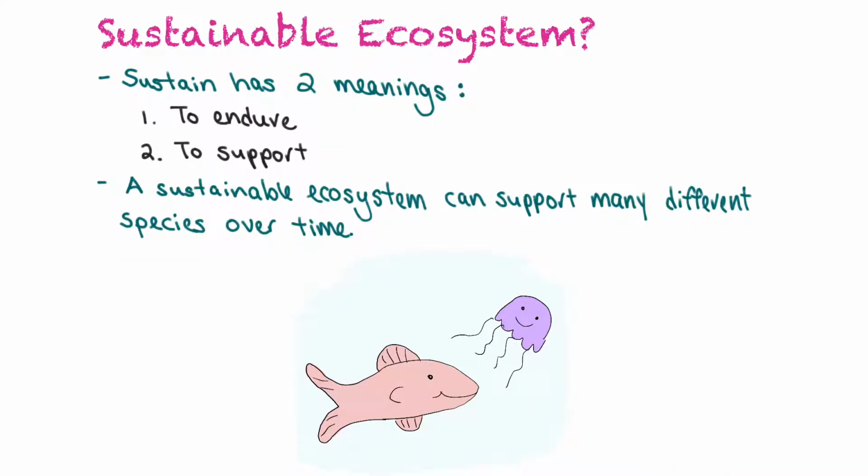So how do we know if an ecosystem is sustainable? Well, sustain has two meanings. One of them is to endure, and one of them is to support. So we can say that a sustainable ecosystem can support many different species over time.